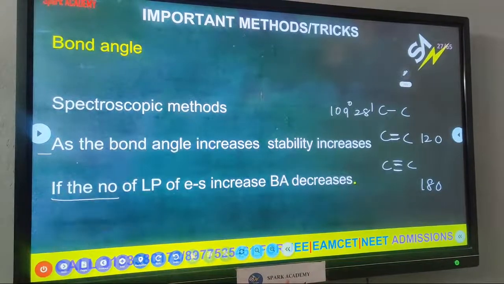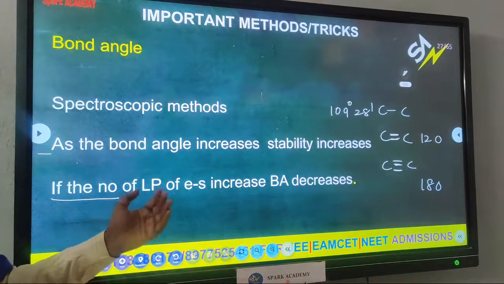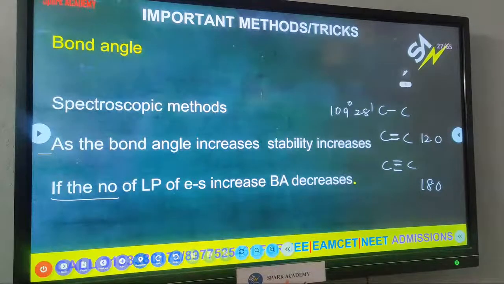So the bond angle is increasing going from sp3 to sp2 to sp, and the stability is also increasing. Now we are confirmed. So carbon triply bonded compounds have more stability compared with alkanes. Now, if the number of lone pairs increases, the bond angle decreases.